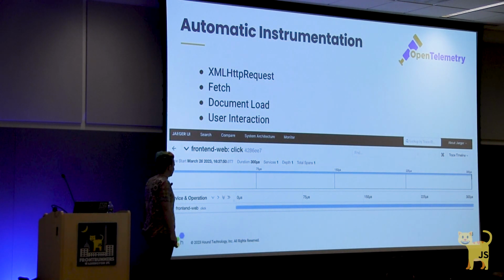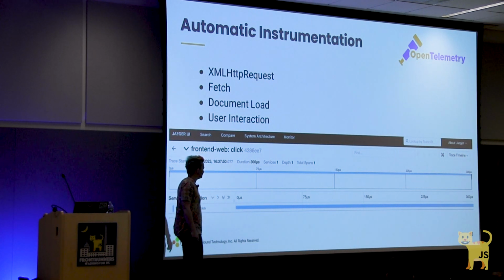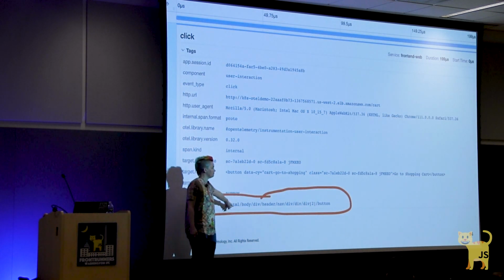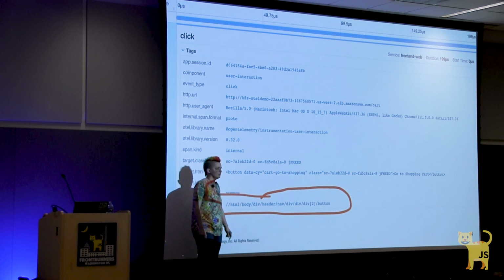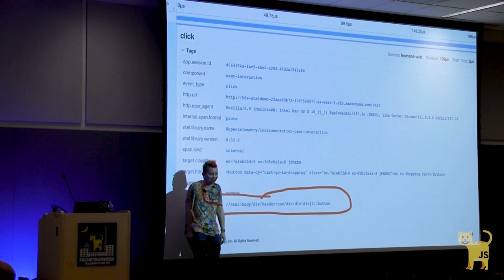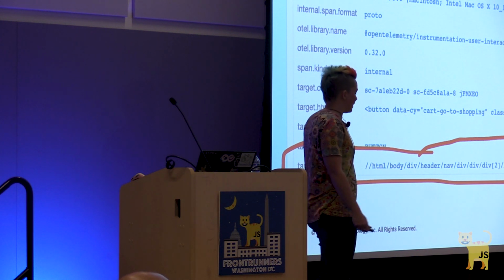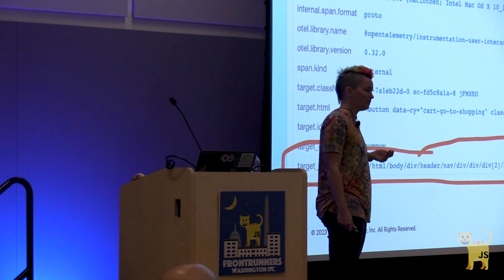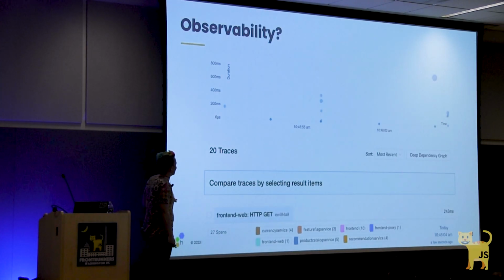Unfortunately, this is what I get. Yep, they clicked it. It took microseconds, nanoseconds, because all it was was a click. And what did they click on? HTML, body, div, header, nav, div. No, this is not helpful. So the user interaction instrumentation is pretty much don't bother. I have seen it do something useful, but not in React.